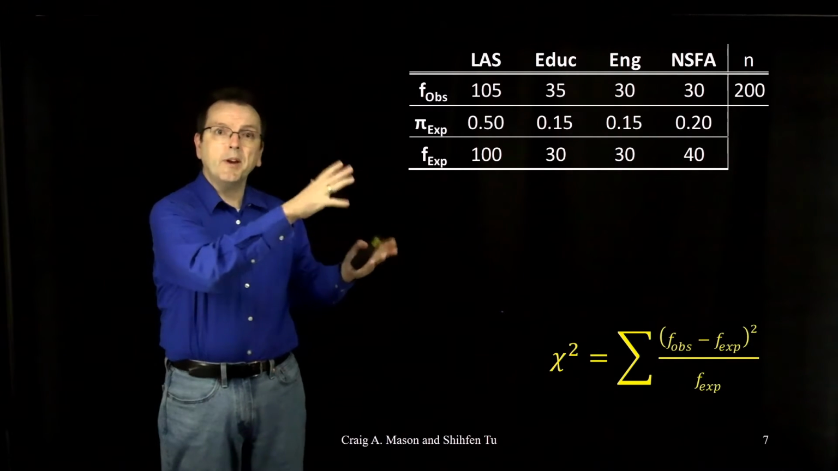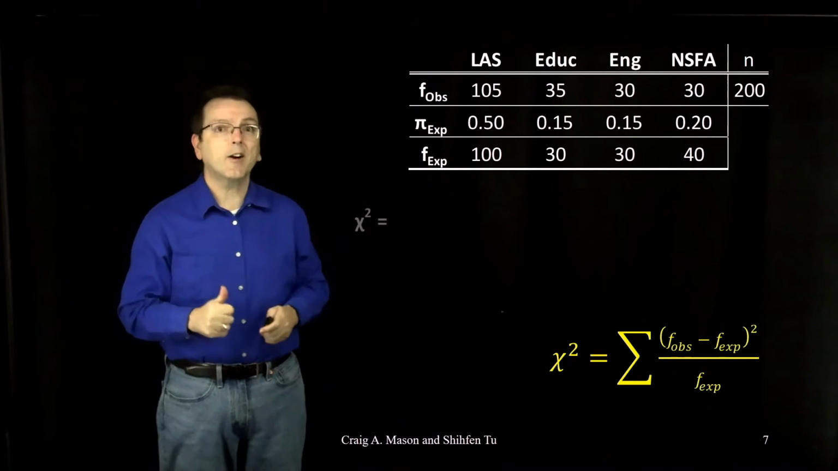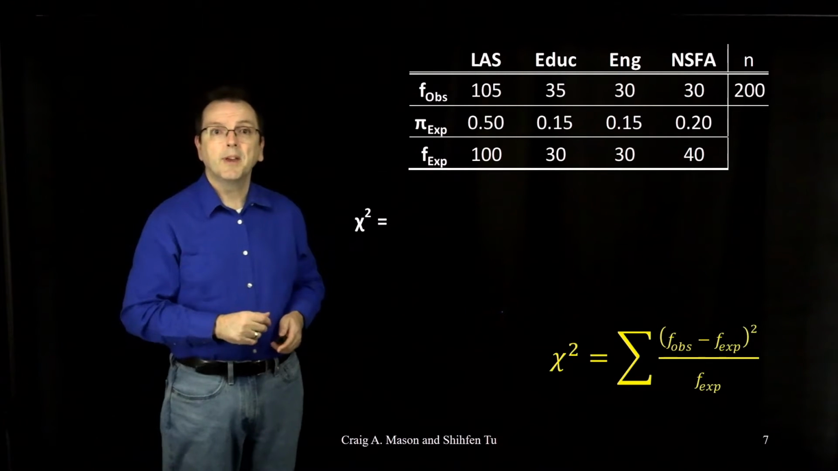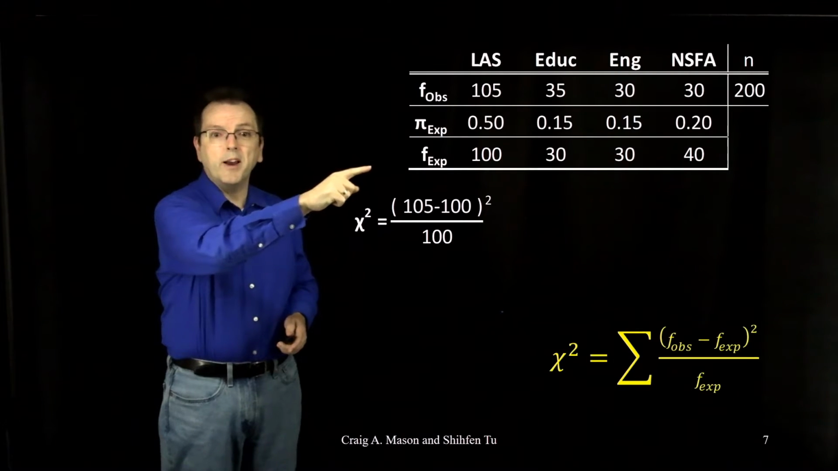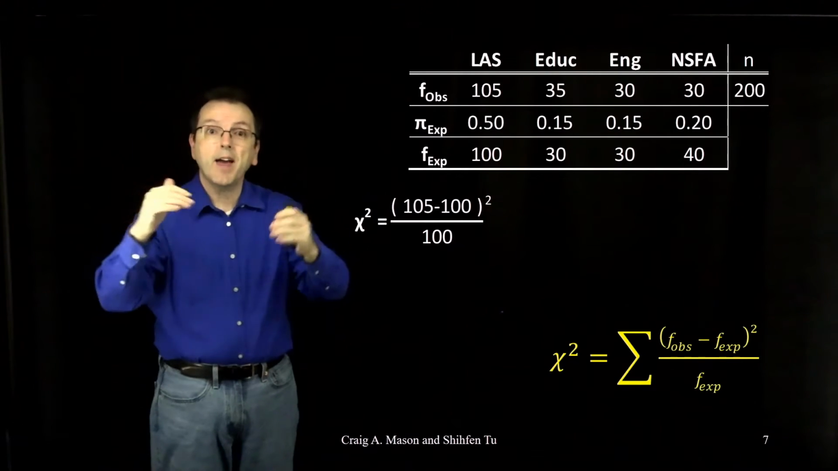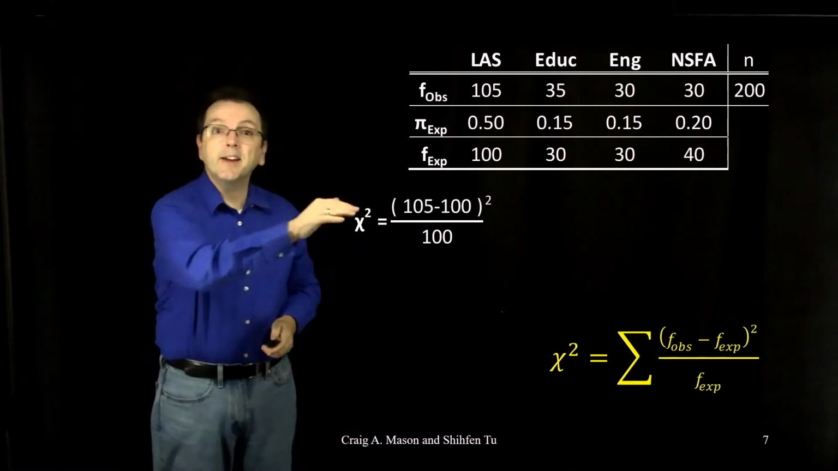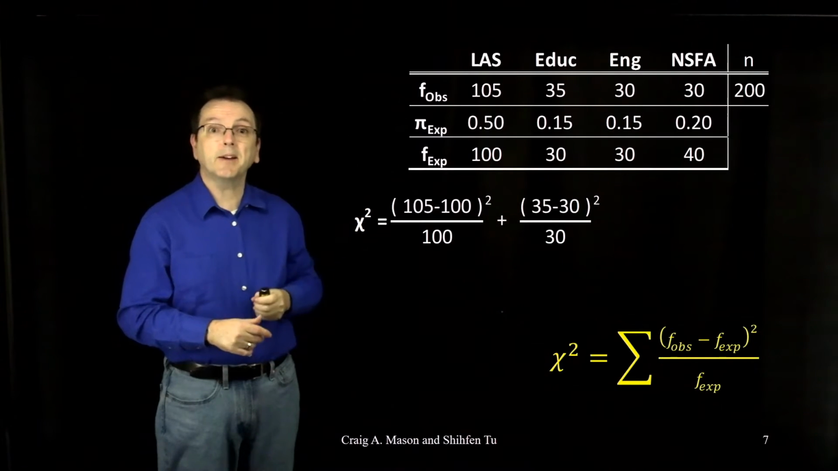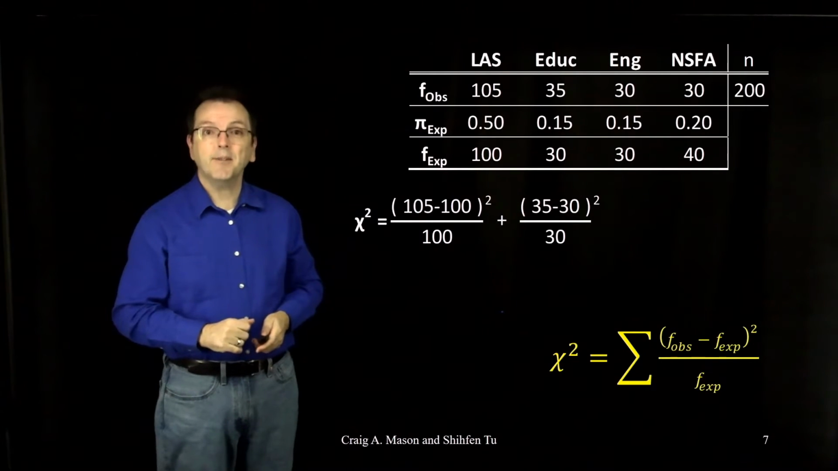So at this point, based on our observed and expected frequencies, let's calculate our chi-square. First we'll start with the LAS group. That would be 105 observed minus the 100 expected, that difference squared, divided by 100 expected. We then add in the education group. That would be 35 observed minus 30 expected, that difference squared, divided by 30 expected.